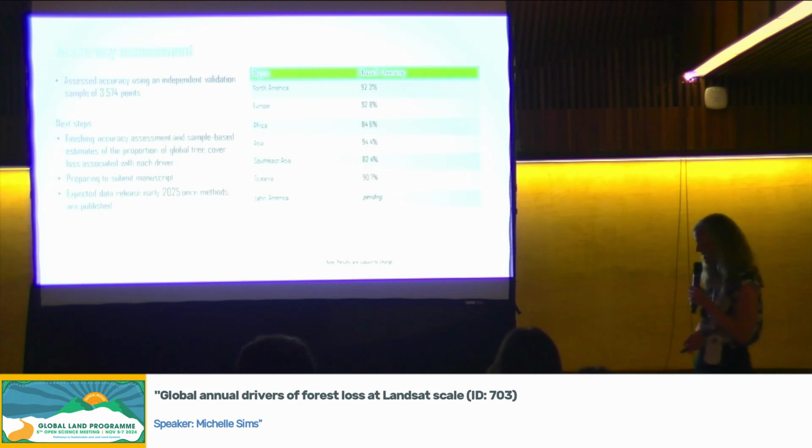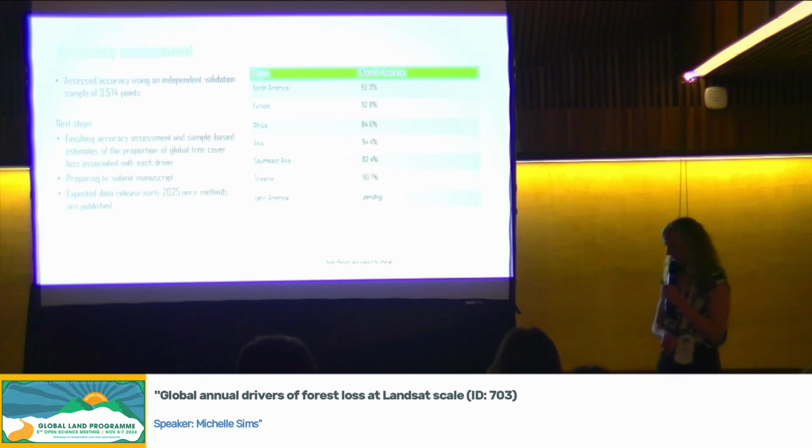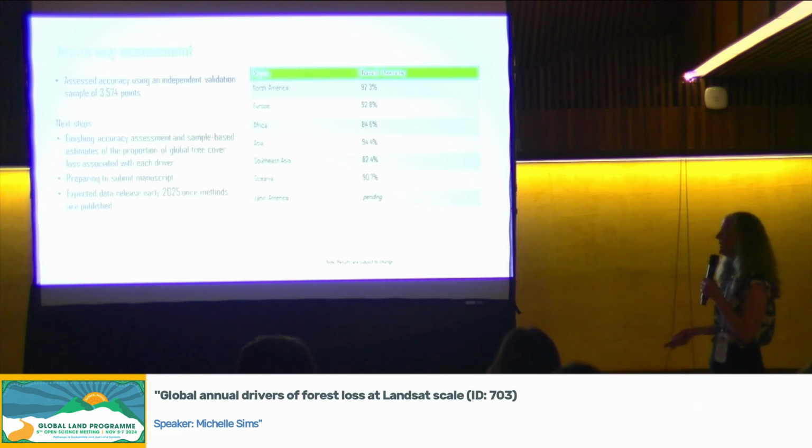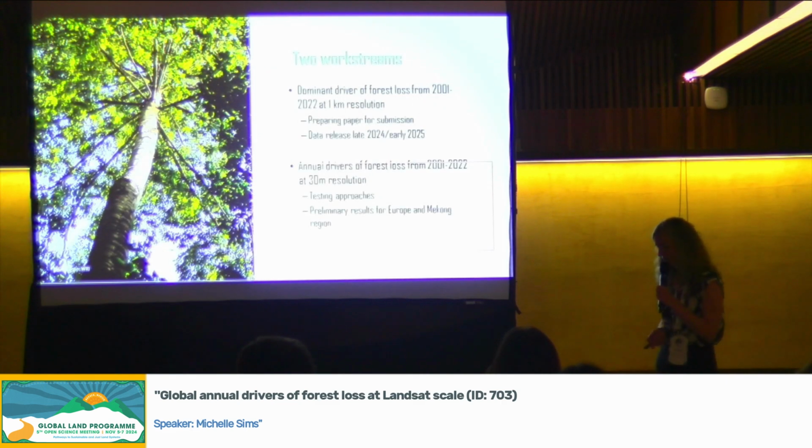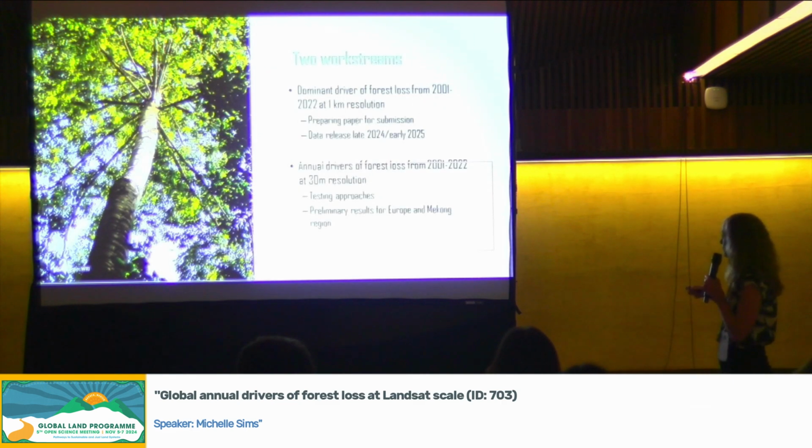So we also collected over 3,500 points to assess the accuracy of our product, as well as conduct a sample-based assessment. The proportions that I showed earlier were based on calculations from our map, but we're also producing a sample-based assessment with standard errors. We're finding that the overall accuracy for the majority of our regions is over 90%, and we're right now working on finishing up this accuracy assessment and preparing to submit the paper, and hopefully release the data early next year.